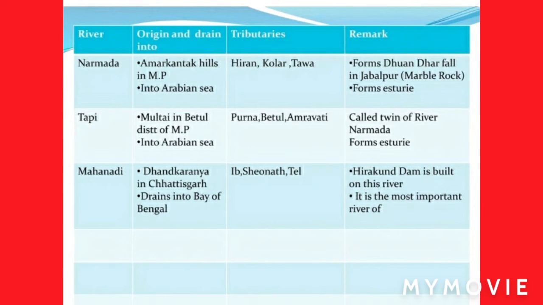The fourth river is the Mahanadi river. The Mahanadi rises in the highlands of Chhattisgarh. It flows through Orissa to reach the Bay of Bengal. The length of the river is about 860 kilometers. Its drainage basin is shared by Maharashtra, Chhattisgarh, Jharkhand and Orissa.